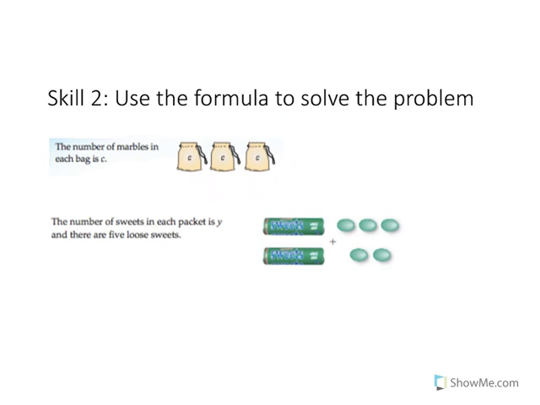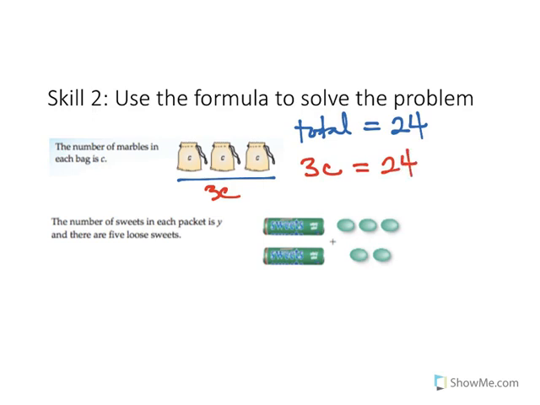What if we said, I don't know how many there are in each sack, but I know that the total is equal to 24. So what you would have to think about is, if this is 3C, or 3 times C, and it makes a total of 24, how many are in each sack? Well, 3 times some number makes 24, so that means C has to be 8. So we use these formulas to help us solve problems.